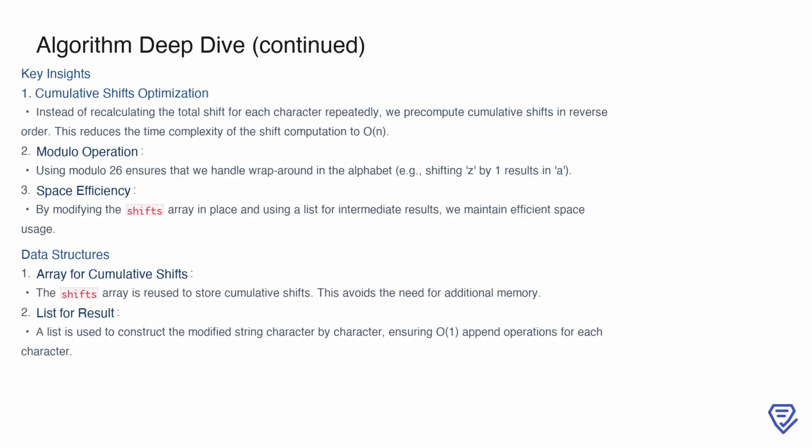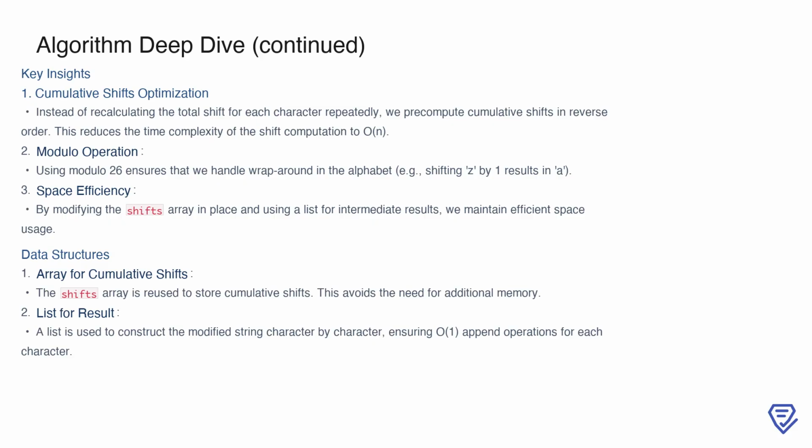Third, the algorithm is designed to be space efficient. By reusing the shifts array to store cumulative shifts, we eliminate the need for additional memory to track these values. Meanwhile, using a list to build the result allows for efficient appending of characters, ensuring that we don't incur unnecessary overhead.